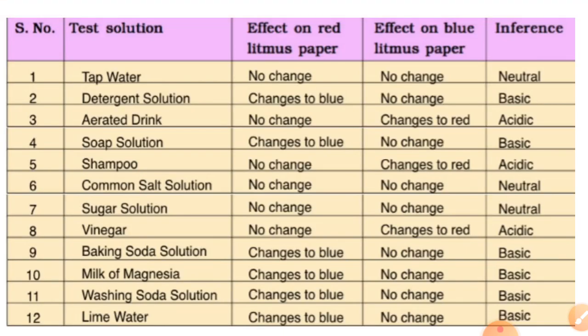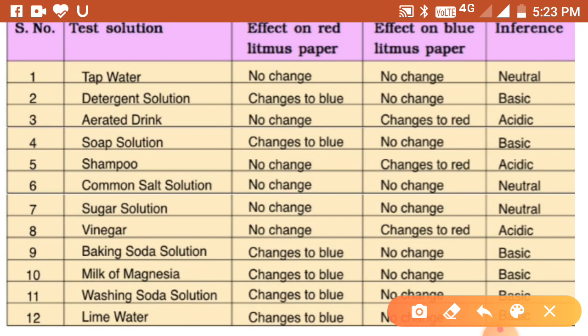Now here are some examples of how we can identify whether solutions are acid or base. We can use the litmus paper to identify whether the solution is a base or an acid. First example is tap water. When we use red litmus paper in tap water, its color will not change. And if we use the blue litmus paper in water, its color will also not change. That means it is neutral. It is not acidic or basic.